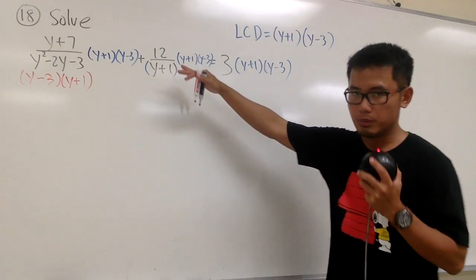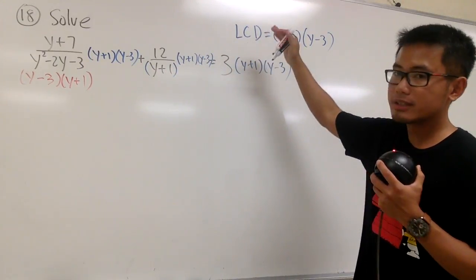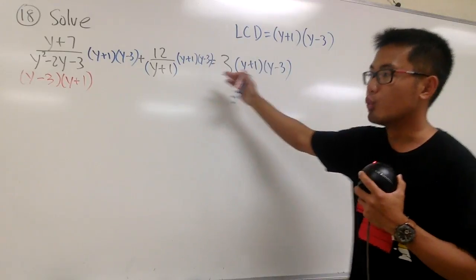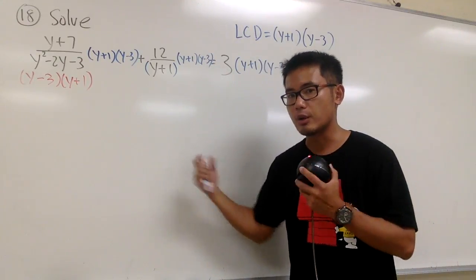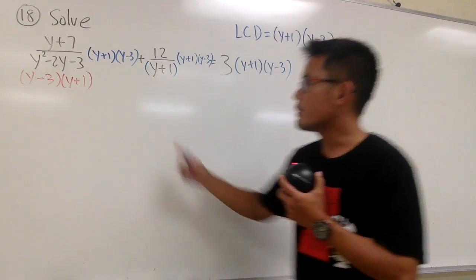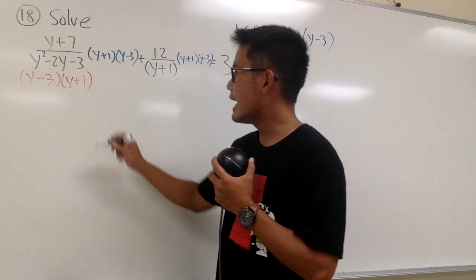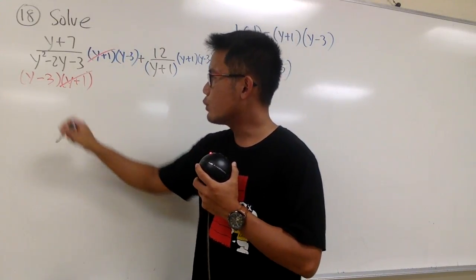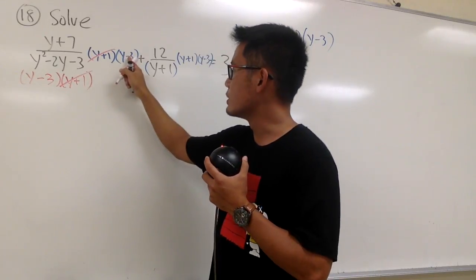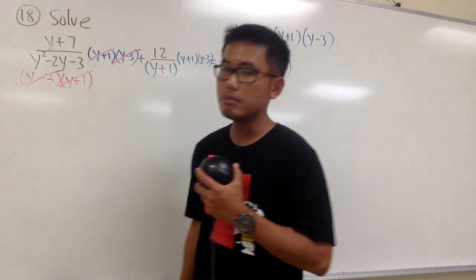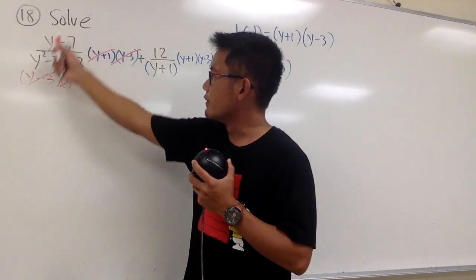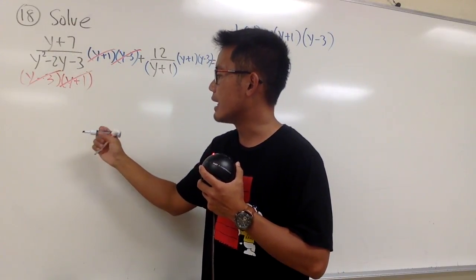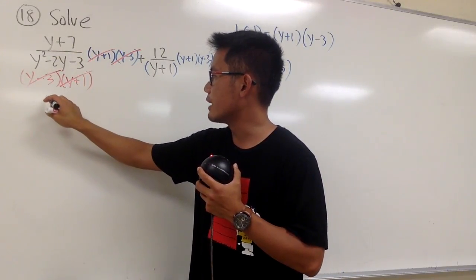After we multiply everything by the lowest common denominator, we should not have any more fractions in our expressions, okay? So for the first one, you see that the y plus 1 cancels out with that right away. And likewise, the y minus 3 cancels out with this y minus 3, right? So at the end, for the first one, we just have the y plus 7 left. So let's go ahead and put that down right here.